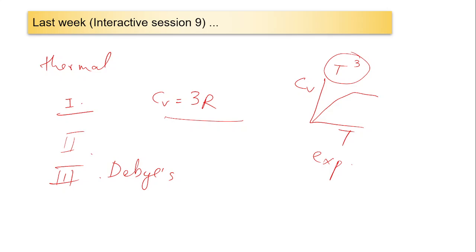The derivations you can see from that week's lecture, and we had just discussed these few points, and then we had done numericals based on this. So last week was about thermal properties. Now another area under solid state physics is discussing magnetism or magnetic properties of solids, which is again a very important property. So let's start with that.